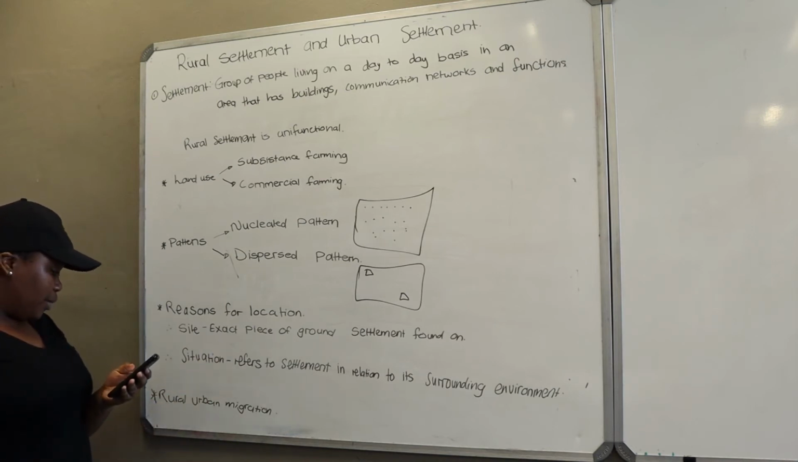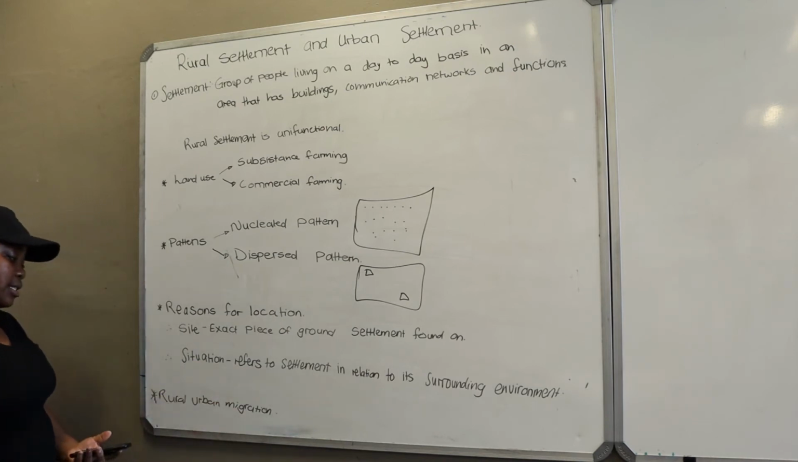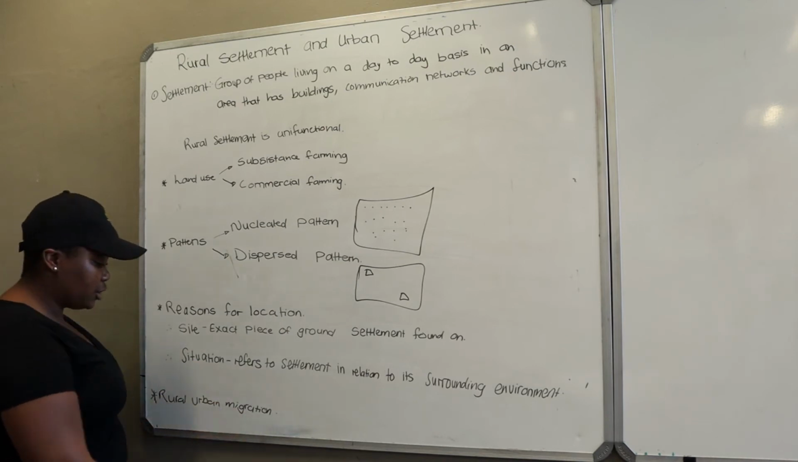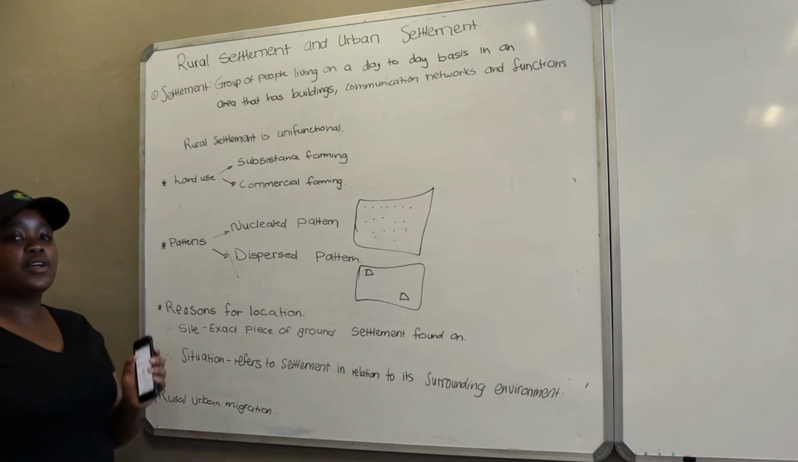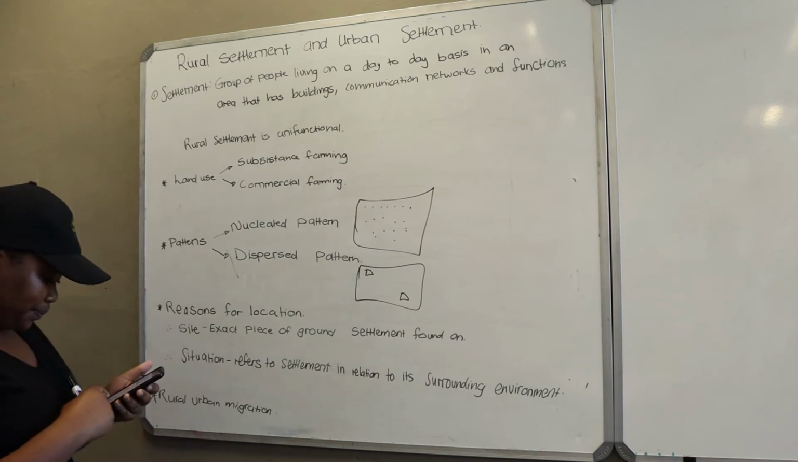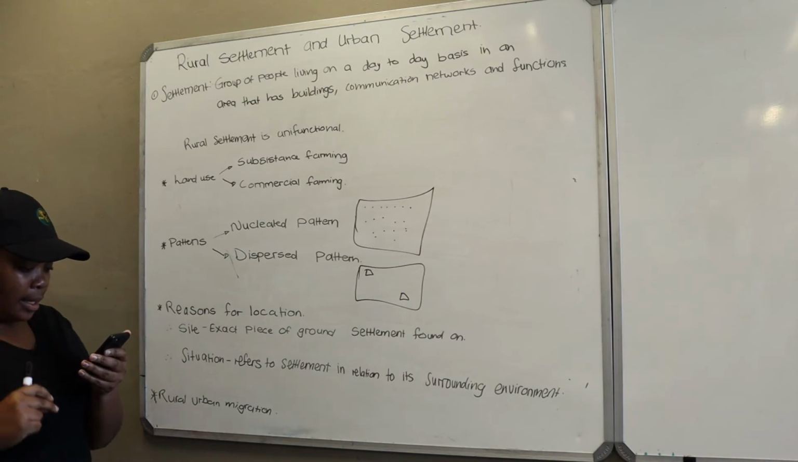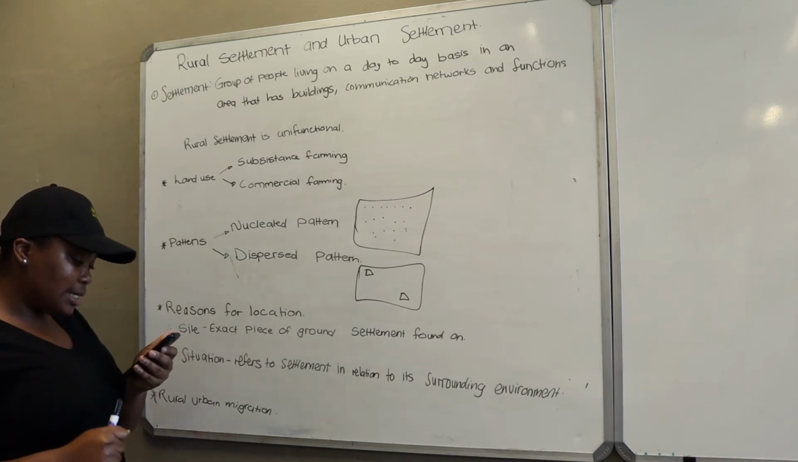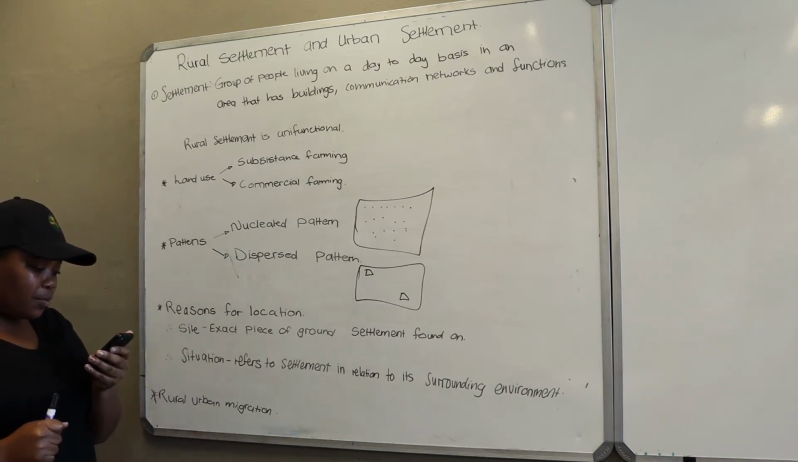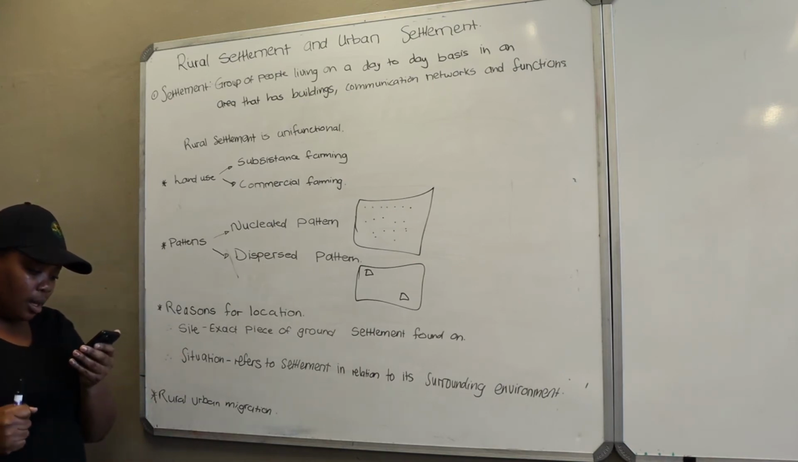The next one that we'll be looking at is rural-urban migration. The word says it all: going from rural to urban area. We'll be dealing with push and pull factors. As countries develop and urban areas expand, more and more people move from rural areas to cities and towns. This movement of people from rural area to urban area is called rural-urban migration.